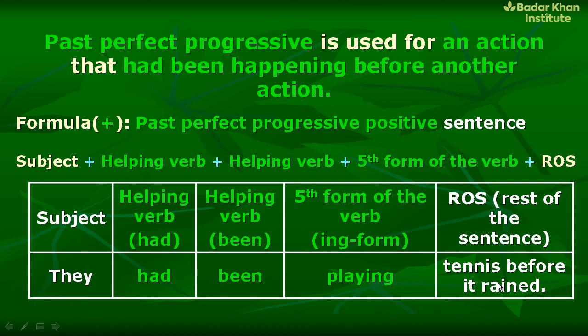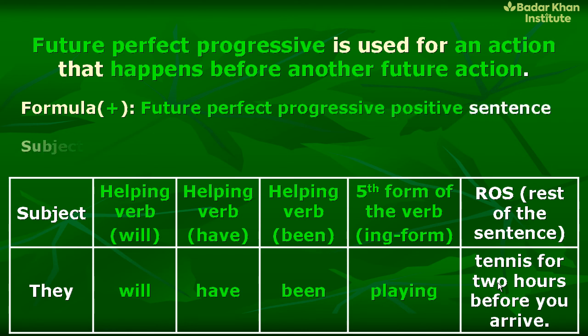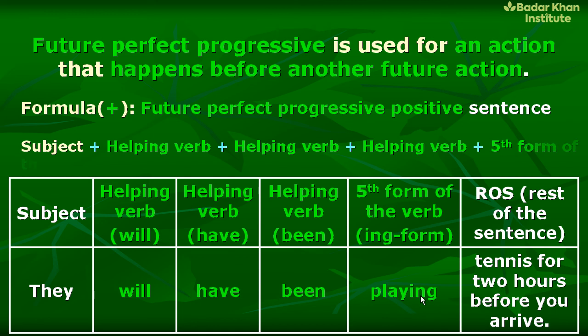Normally, past perfect progressive, future perfect progressive, and present perfect progressive tenses are used rarely, but we should know their formula and their usage. Future perfect progressive is used for an action that happens before another future action. So it means there are 2 actions in the future, one action happens before another action. For that kind of situation, we use future perfect progressive. What is the formula? Subject plus helping verb plus helping verb plus helping verb plus fifth form of the verb or ing form plus rest of the sentence.